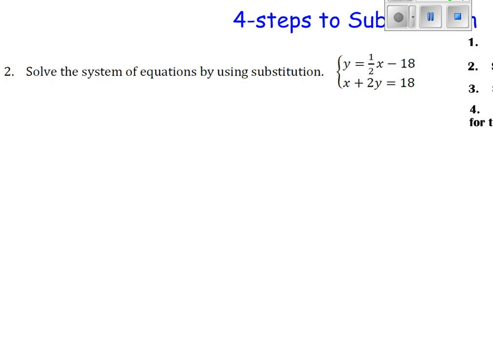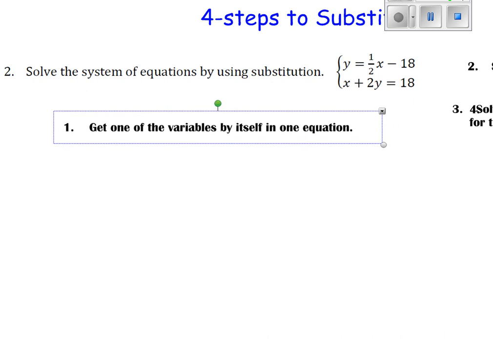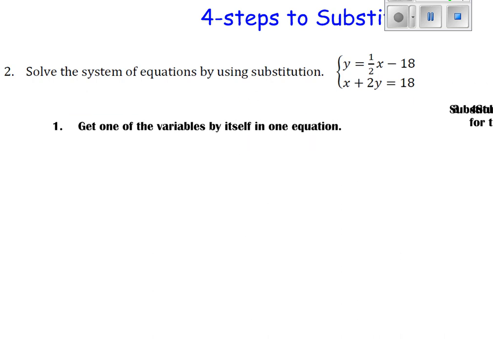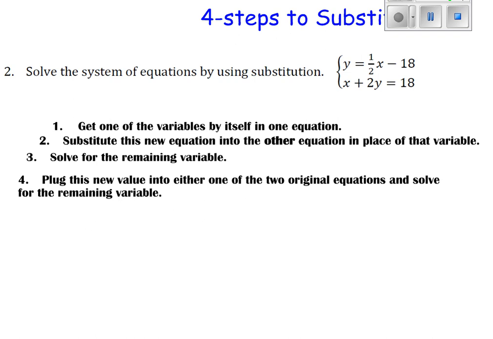So solve the system by substitution. Solving by substitution requires you to get one of the variables by itself. Hey, I've already got that. Then substitute into the other equation, solve for the variable, plug back in and figure out the other variable. So if I look at this equation here, I've already got this y by itself. That's what I want. So I'm going to take this and put it right in here for y.